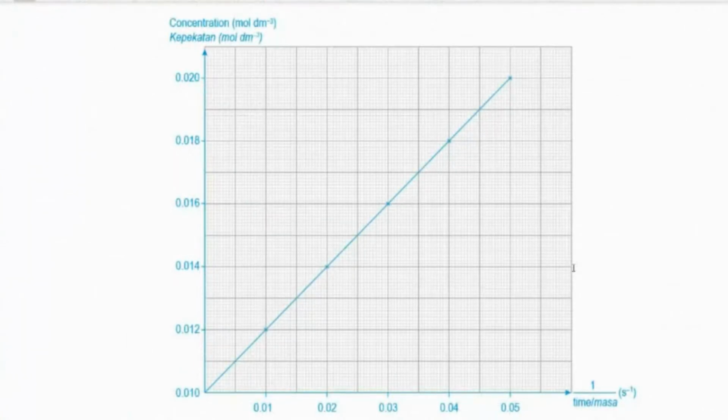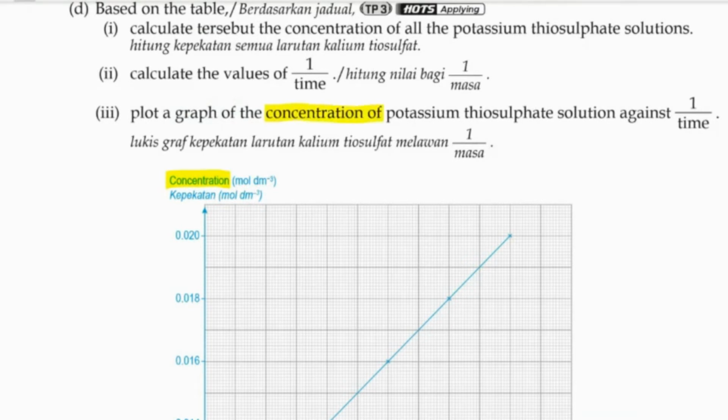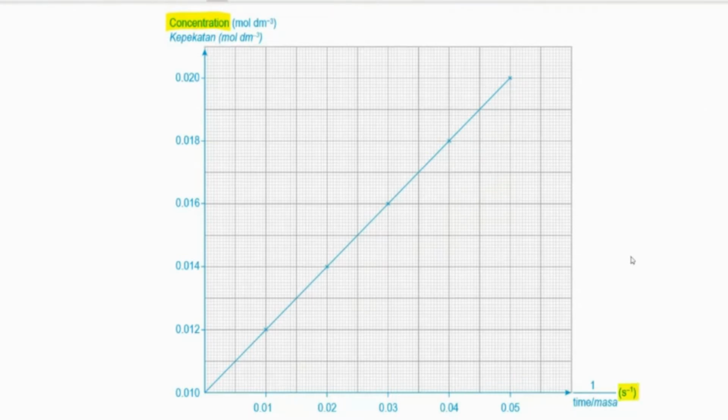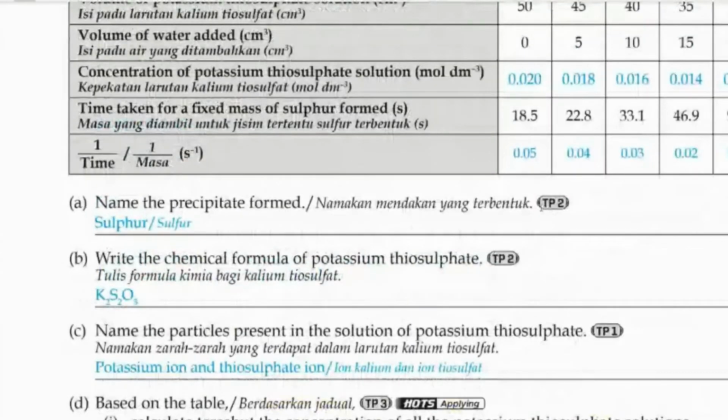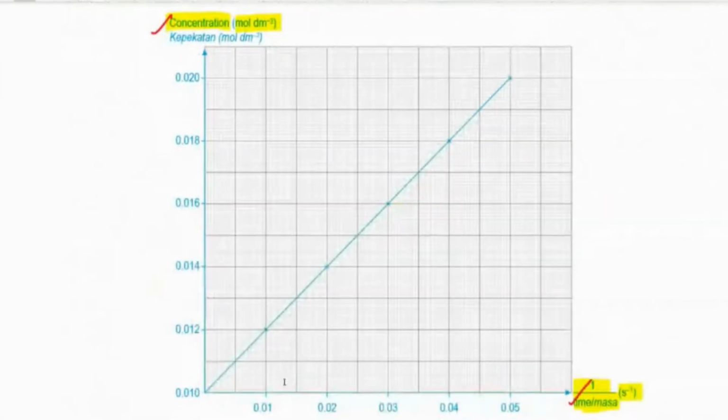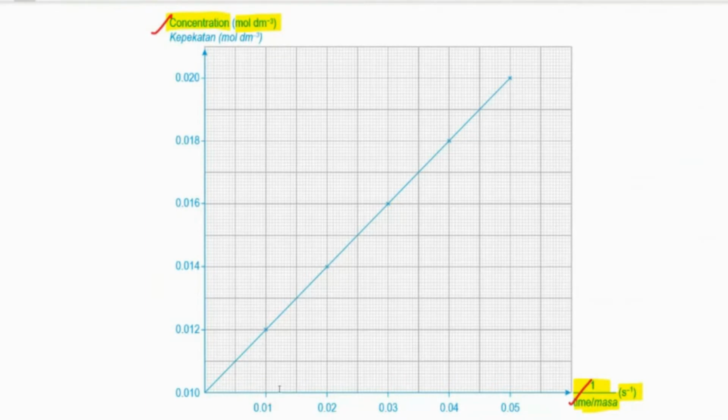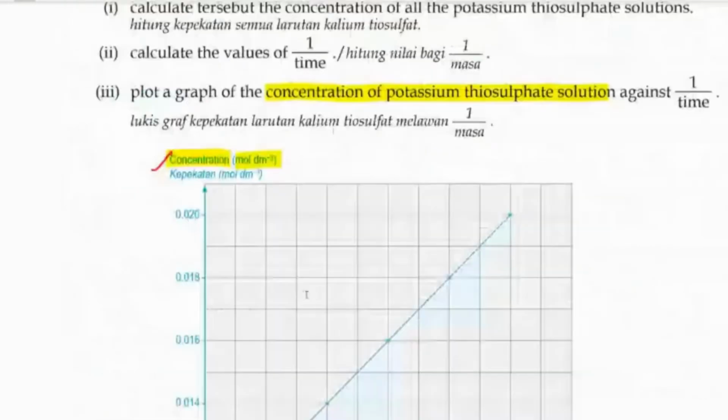So here you see, concentration, unit stated: mole per cubic decimeter. The best is we write the full one. And then this one is 1 over time, per unit per second. So this all need to be mentioned. Next we have to plug in all the information. 1 over time, concentration, 0.1, 0.01, so it's 0.012, like this.